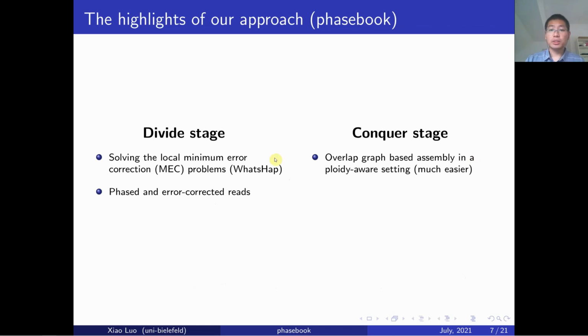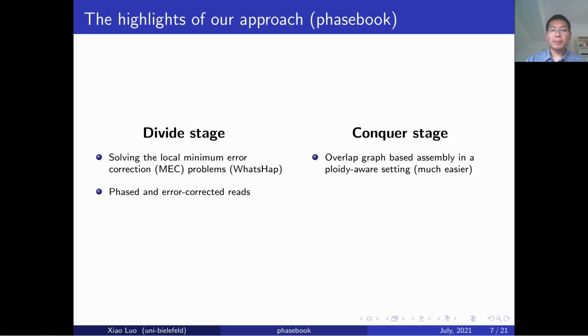We developed a novel approach, phasebook, for haplotype reconstruction of a diploid genome in a de novo paradigm by only using long reads. From a large perspective, phasebook uses a divide and conquer strategy. In the divide stage, it separates reads into small local groups, which results in many local instances of the minimum error correction problem.